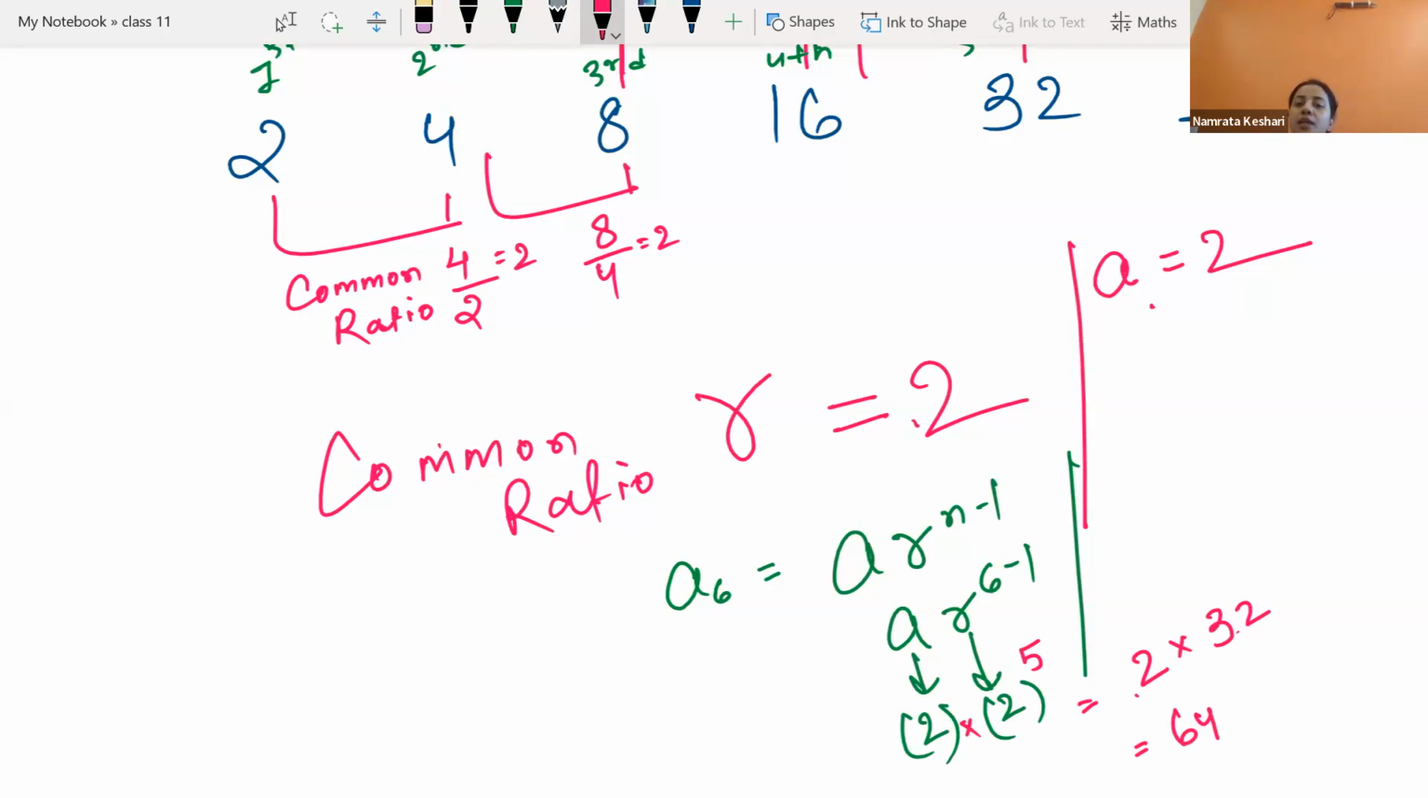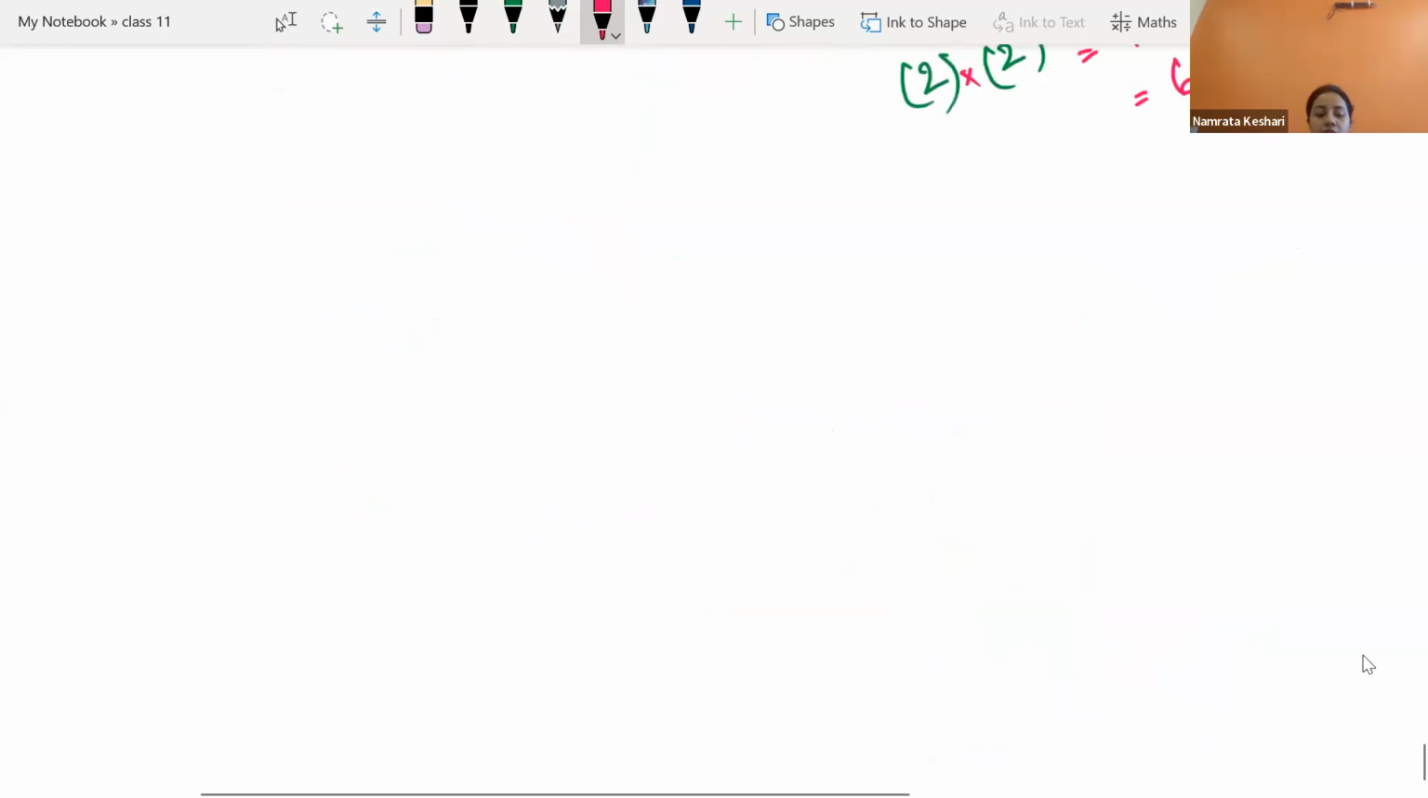So a is the first term, r is the common ratio, and n minus 1 refers to the term which you want to find. There n was the term, here also n is the term. Okay, let's solve a few questions which will give you more clarity.